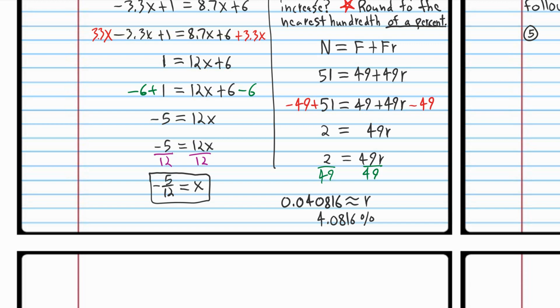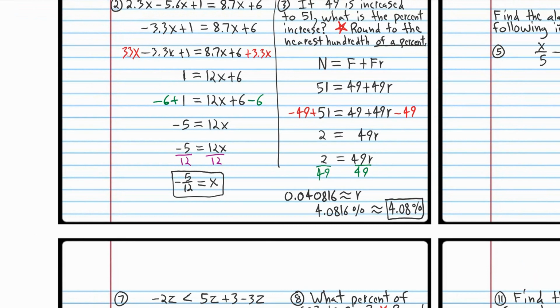So the hundredth in this, after you change it to a percent, is here. So if you round it off, you get 4.08%, and that's our final answer. So if you don't round correctly, you're going to get a point taken off.